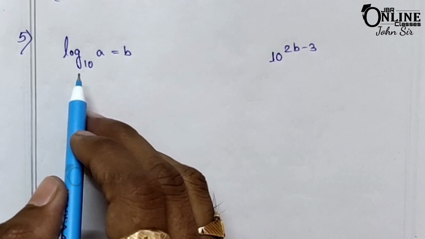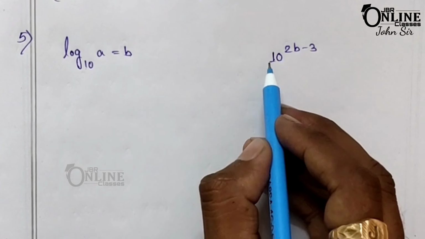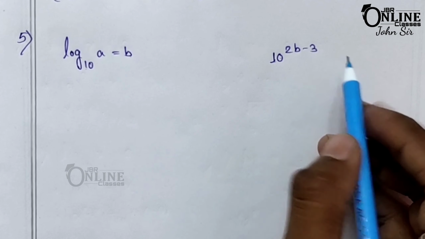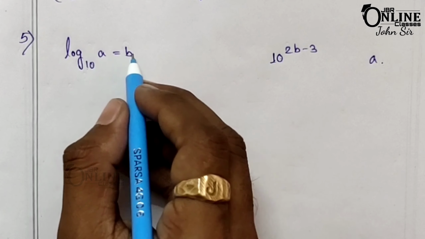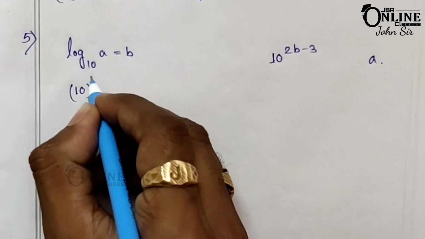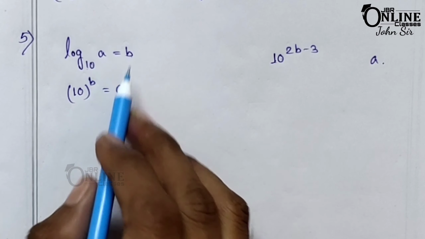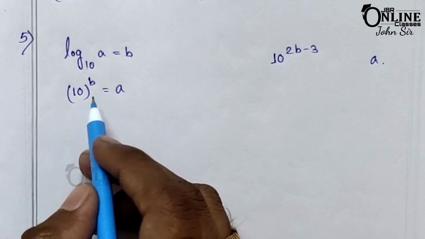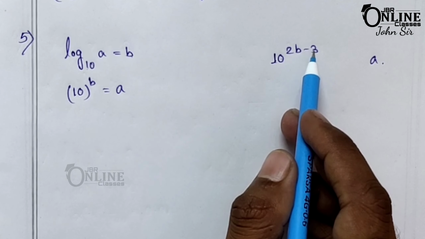Now sum number 5: given log 10a equal to b, express 10 to the power 2b minus 3 in terms of a. It's given log 10a equal to b, so by the formula, 10 to the power b equal to a. Now here you have to form 10 to the power 2b minus 3.